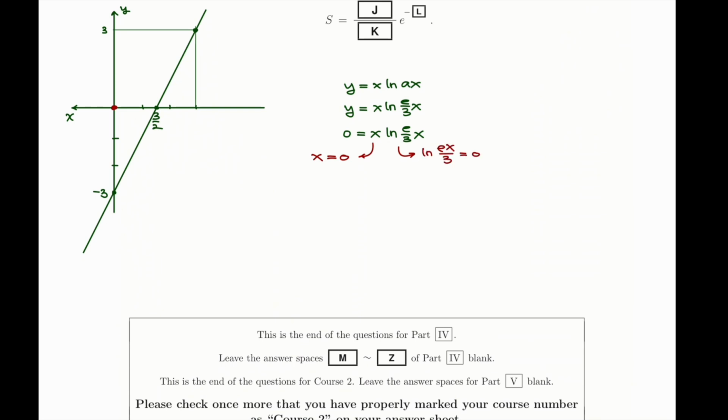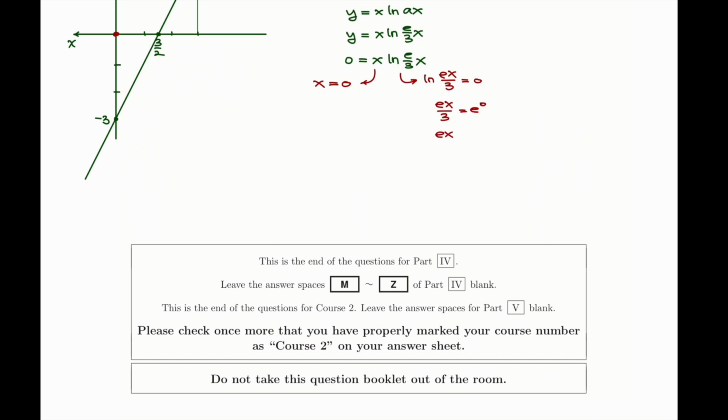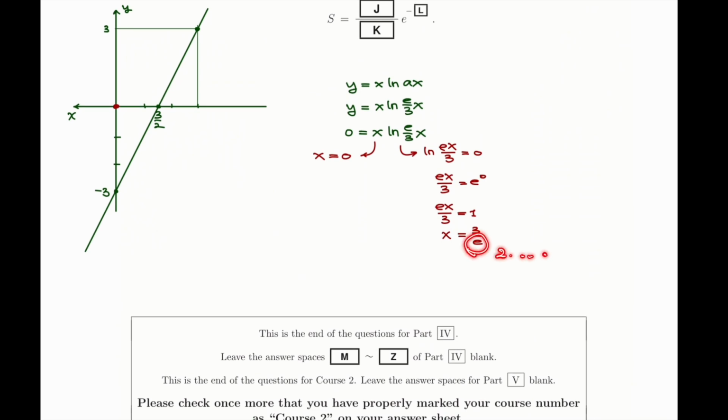is equal to 0. If we want to get rid of the ln, then there is e on the other side. e to the power of 0 is 1. Then ex over 3 is equal to 1. x equals 3 over e. e is 2 point something, 2.7 blah blah blah. So I think 3 over e is somewhere, let's say here. 3 over 2.7 blah blah blah, I think somewhere here.